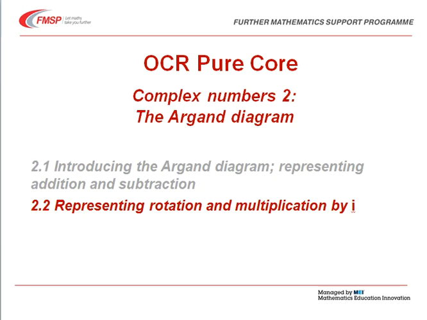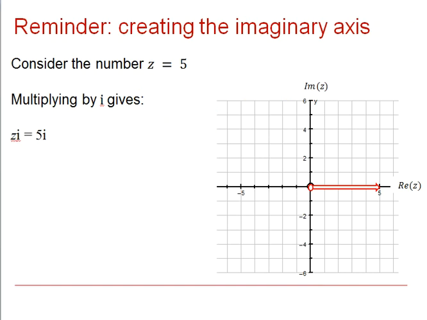Hello, this is the second of the two complex number videos on the Argand diagram and looks at representation of rotation and multiplication by i. In the previous video, we saw that an Argand diagram has a real and an imaginary axis.